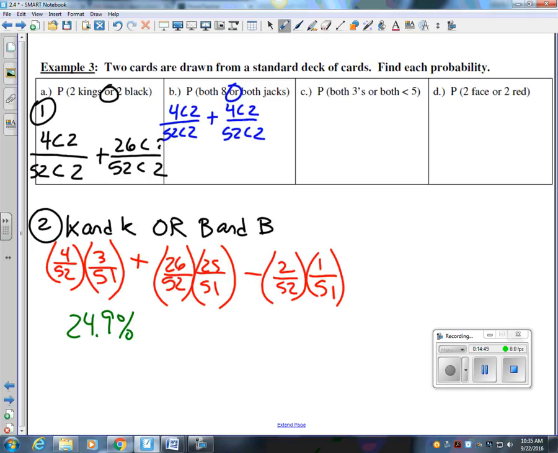Are there any cards that are a jack and an 8 on the same card? No, so I don't have to subtract anything on this one. So I got to do 4C2. If you do Jacob's shortcut, you would just do 4C2 plus 4C2, press enter, and then divide by 52C2. Okay, anybody?